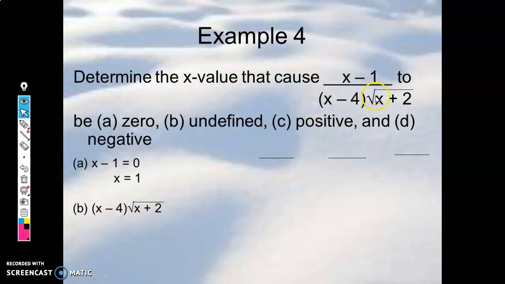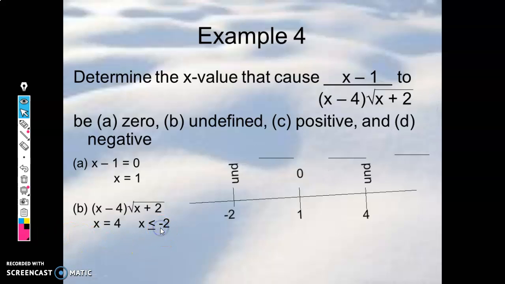Where it's undefined comes from where you get division by 0 here. And also, because there's a square root here, it's going to be undefined below a certain value because of imaginary numbers. You can't have negatives underneath the square root. So you have 2 areas to worry about. x equals 4 will give you division by 0. And x less than or equal to negative 2 would be undefined, because if you put negative 2 in, you get the square root of 0, which gives you 0 on the bottom, or if you put in anything less than it, you get an imaginary number.